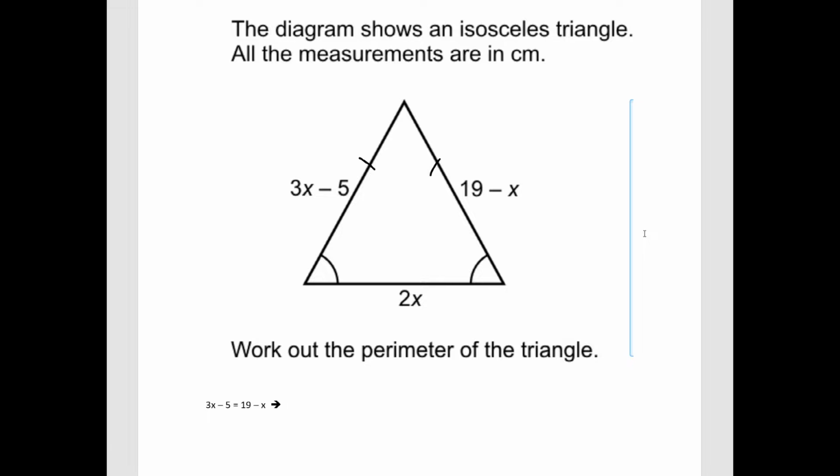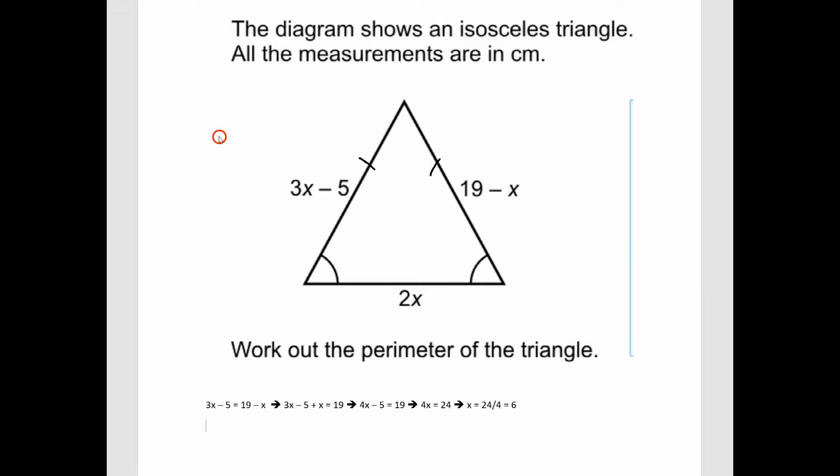Now, I can solve this equation by taking the minus x on the right over to the left to become plus x. So we have 3x minus 5 plus x equals 19, which means by simplifying the left-hand side, 3x plus x is 4x, take away 5 equals 19. I can now take the minus 5 over to the right, or if you like, add 5 to both sides, giving me 4x equals 24. I can then divide both sides by 4, giving me 24 divided by 4, so x is 6.